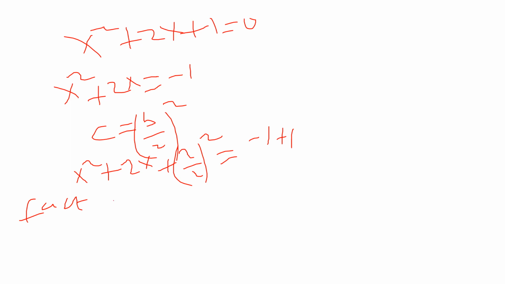So we are going to have x plus 2 divided by 2, which is 1, and then we square, because this one is a perfect square. The constant is negative 1 plus 1, which is 0. So 0 added to 1 is 0.